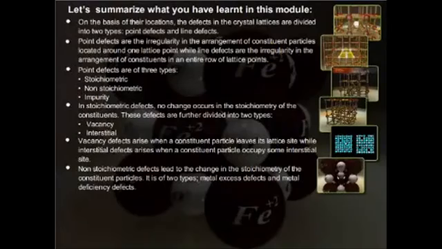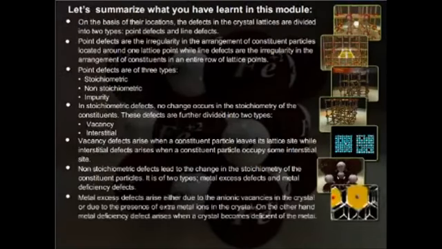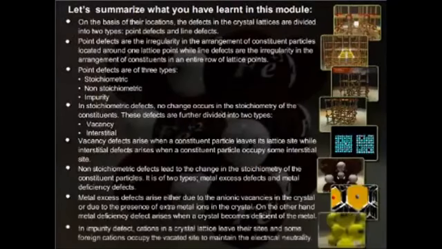Non-stoichiometric defects lead to the change in the stoichiometry of the constituent particles. It is of two types: metal excess defects and metal deficiency defects. Metal excess defects arise either due to the anionic vacancy in the crystal or due to the presence of extra metal ions in the crystal. On the other hand, metal deficiency defect arises when a crystal becomes deficient of the metal. In impurity defect, cations in a crystal lattice leave their sites and some foreign cations occupy the vacated site to maintain the electrical neutrality.